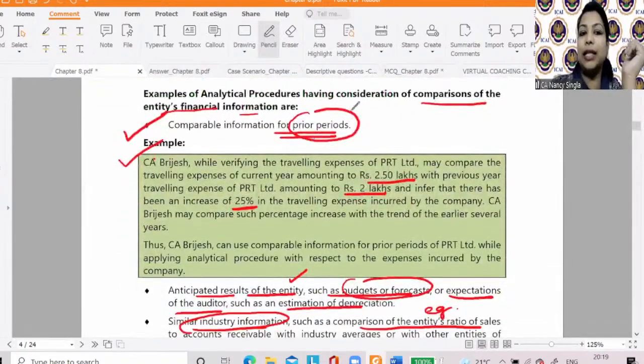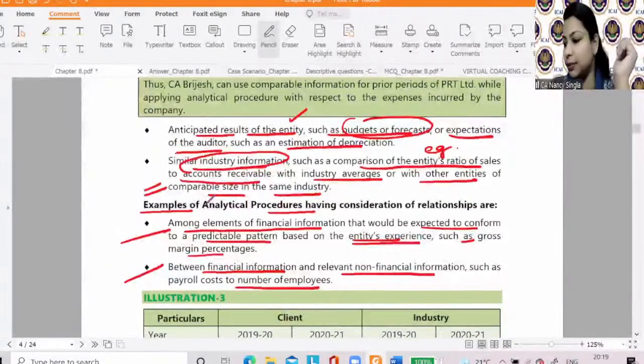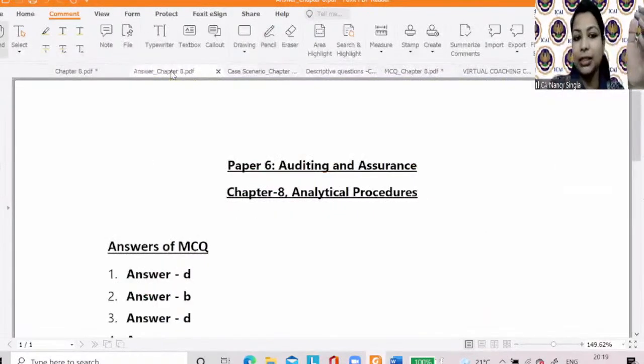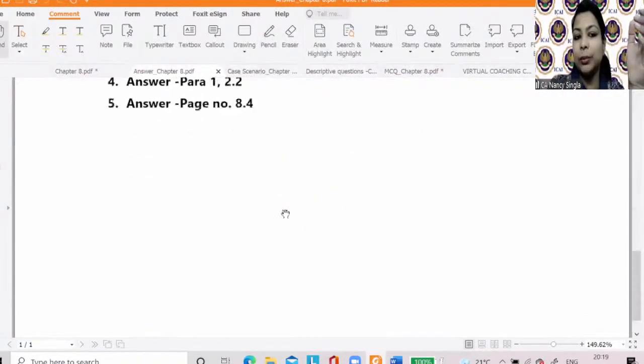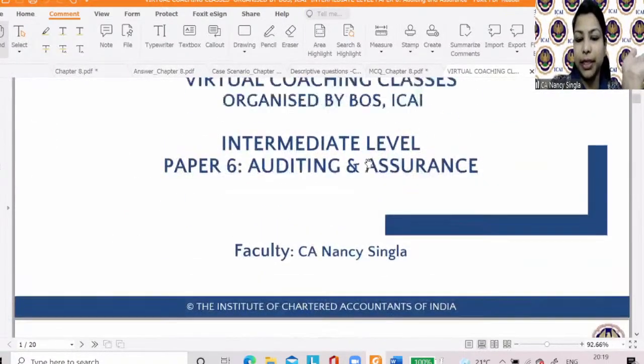Example of analytical procedure having consideration of comparisons of entities' financial information and the relationship. I hope it is clear now. And for your reference, I've also given the answer sheet, whereby the answers are mentioned here. So you may refer to this sheet. Okay? And everything has been uploaded. So please download these PDFs.